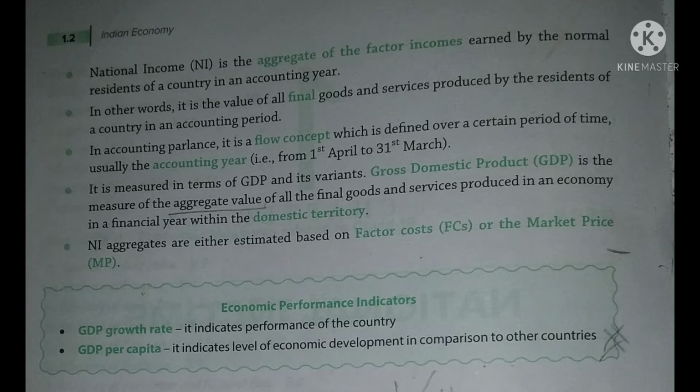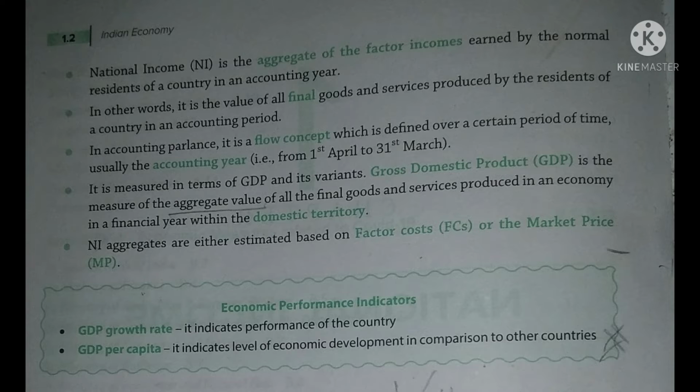Land gives us income in the form of rent. Labor gives us income in the form of wages. Capital gives us income in the form of interest. Similarly, enterprise gives us income in the form of profit. What do you mean by enterprise? Enterprise means a partnership or an association that is regularly involved in an economic activity.